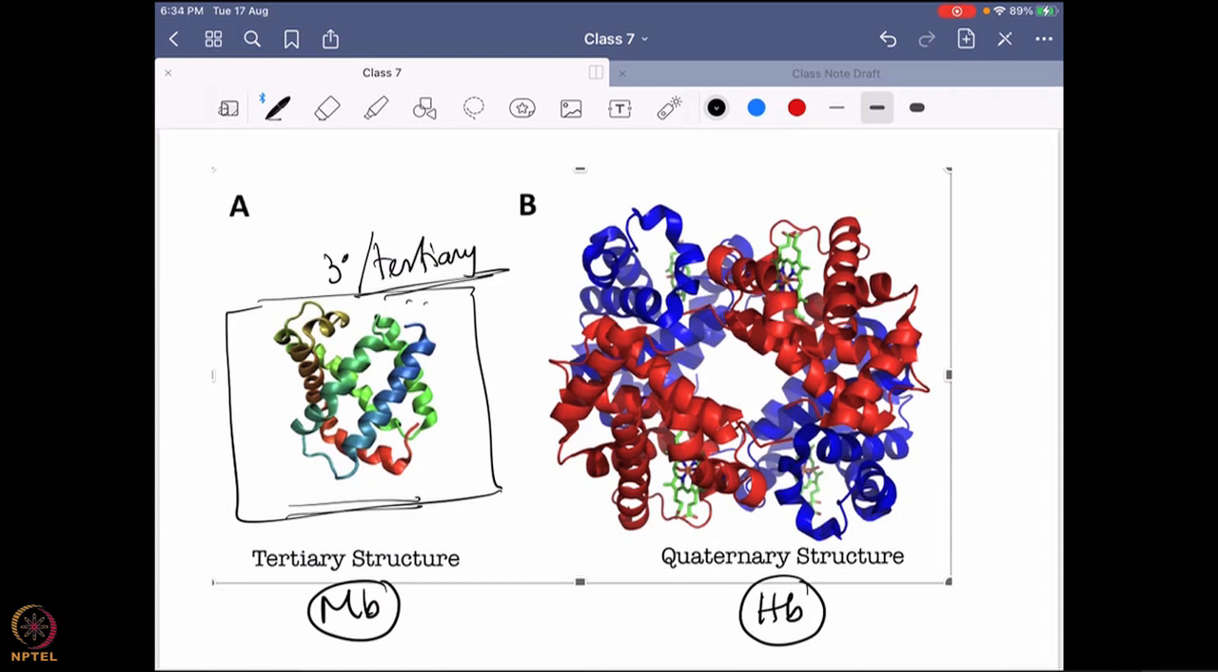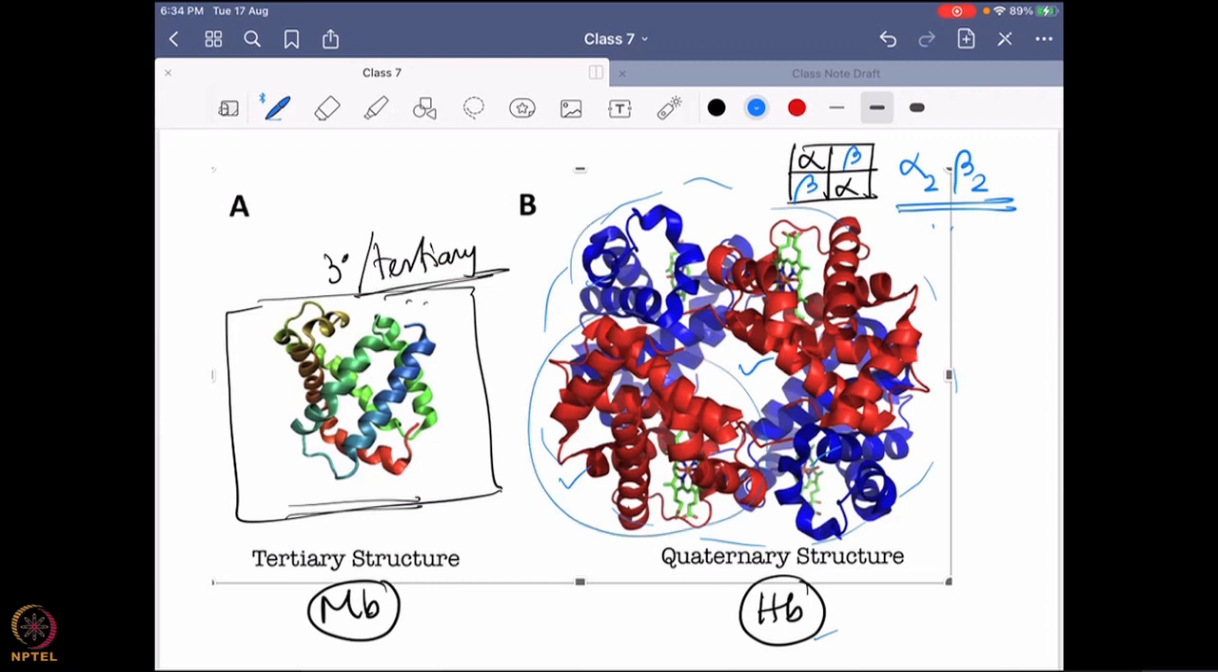as you learned earlier, there are four different units, two alpha, two beta. So it is alpha 2 beta 2, which is known as a heterotetramer, because not all the tertiary structures are the same. There are two alphas, two betas, and they all come together. These two red ones are the same and the two blue ones are the same. They come together to create the overall structure of hemoglobin, and that is why it is known as a quaternary structure, because the red one or the blue one on its own already has a tertiary structure.